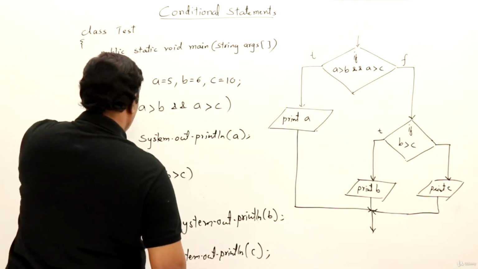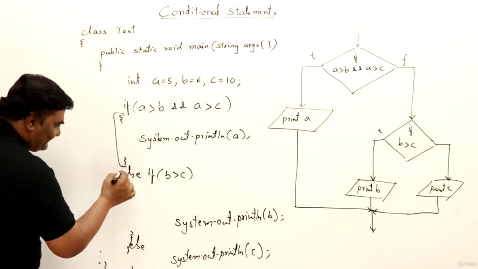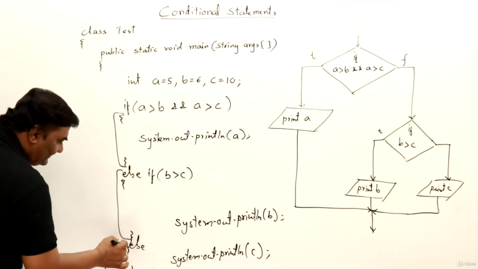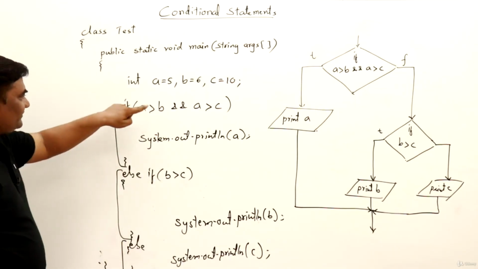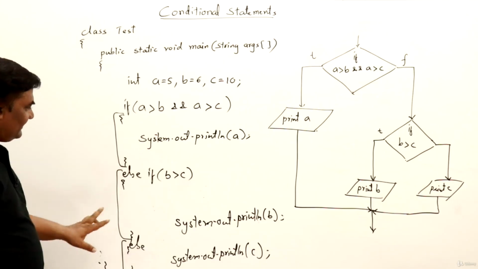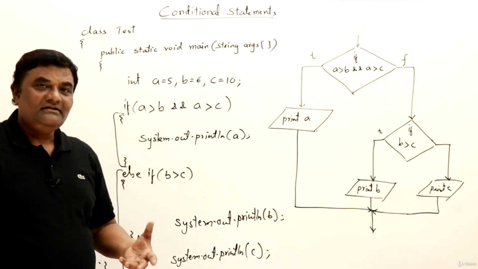So here I have an if, then this is the if block, this is else as well as if till here, and this is else. So this else belongs to this if, and this else belongs to this if. So this looks like a ladder. So a nested if can also be written like a ladder.